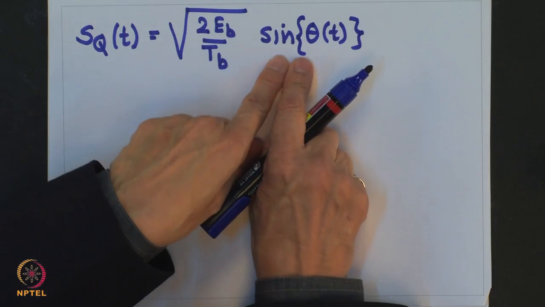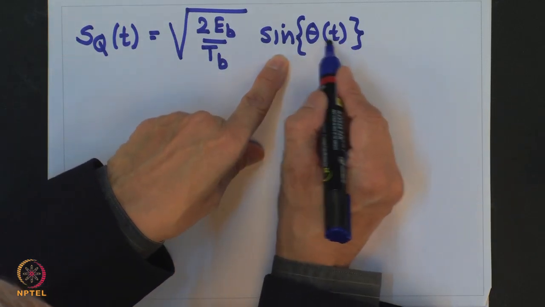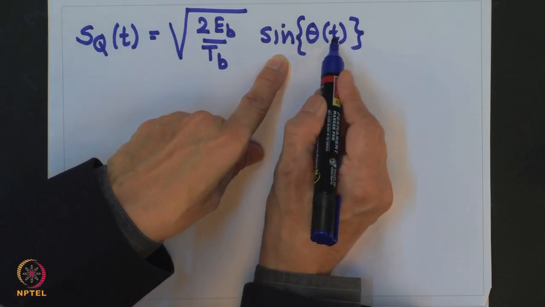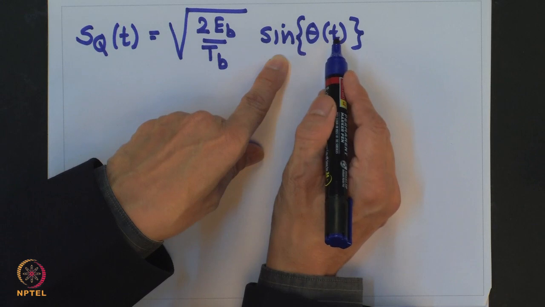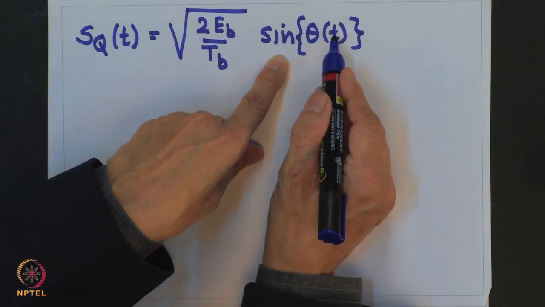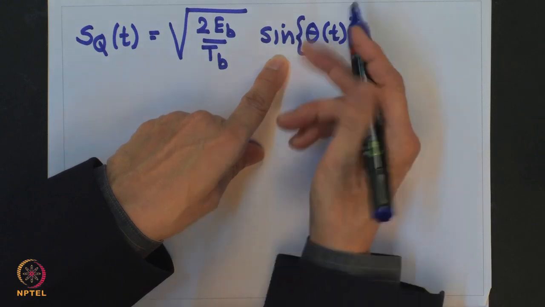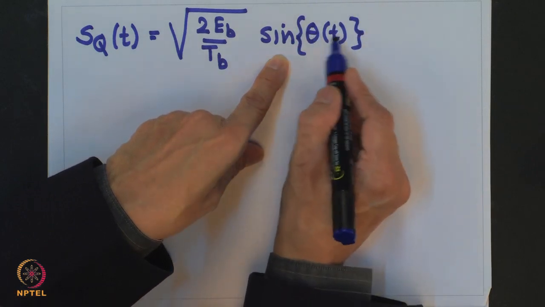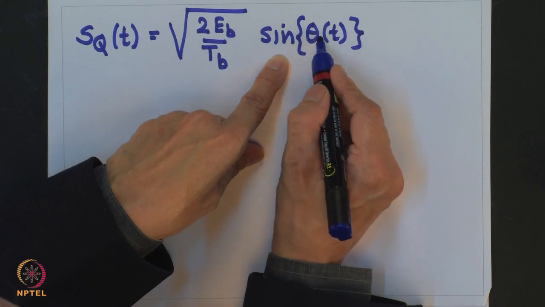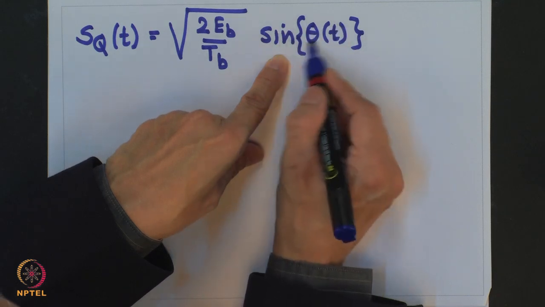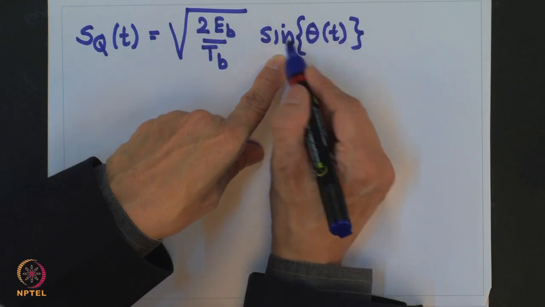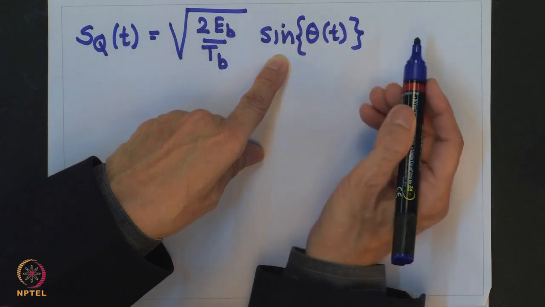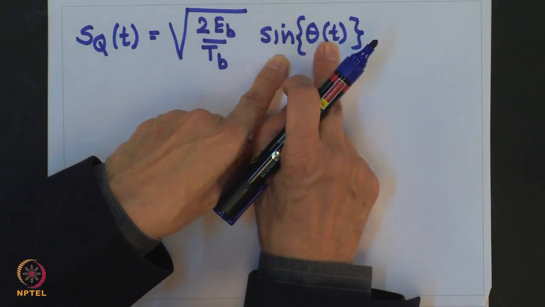Now, look here, if you look between 0 to Tb, this value at t equal to 0 will go to 0. At t equal to Tb, it will be maximum. It will be either plus 1 or minus 1, depending on what is the value of theta at Tb. If it is plus pi by 2, this will become 1. If it is minus pi by 2, it will become minus 1. And at t equal to 2 Tb, this will again go to 0.